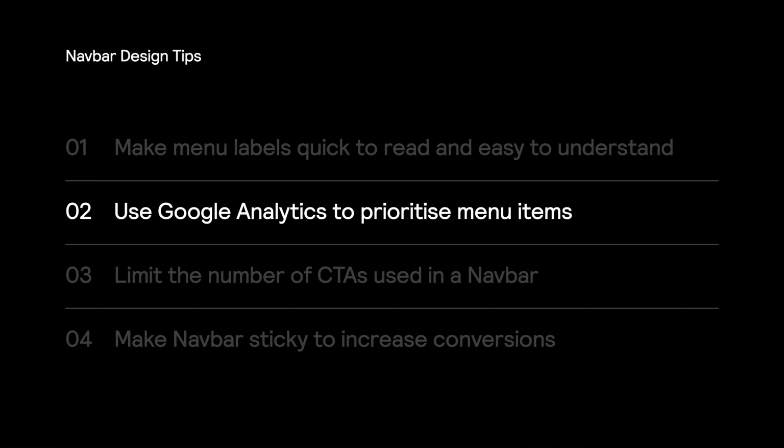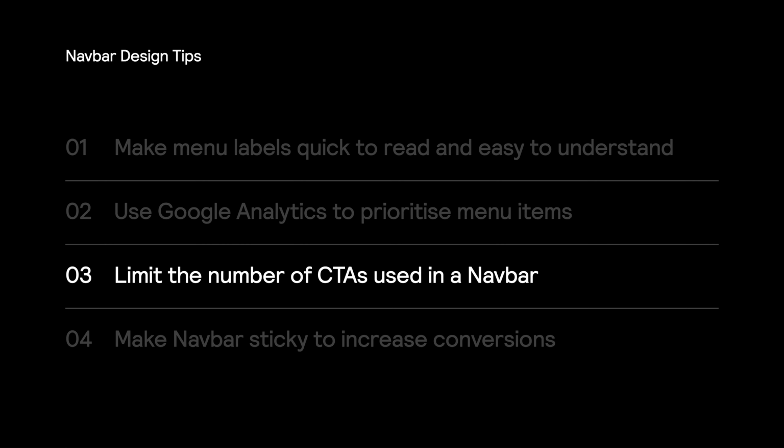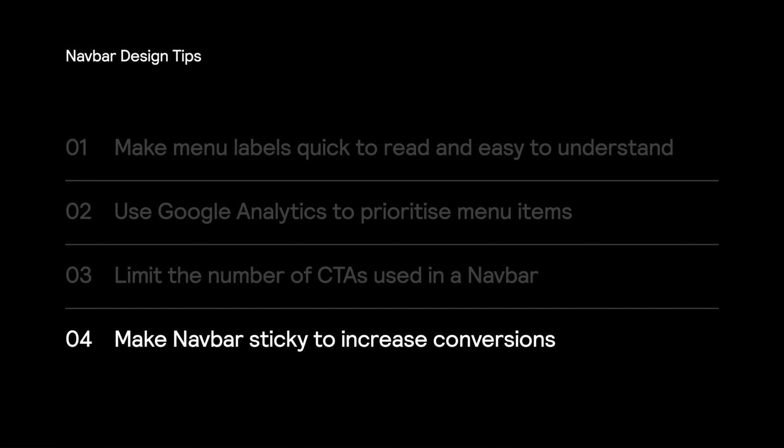People read from left to right, so maybe you want to have it on the left, or inside of a mega menu, you might want to have it at the top. So using Google Analytics is the second tip. And tip number 3 is to limit the number of CTAs used in a navbar. You want to basically limit the amount of options people have. If you just have one CTA, make that call to action super clear. Guarantee you it will increase conversions. And then the last tip is, if the goal of the web page is to drive sales, keep that CTA button sticky and accessible at all times. Make sure that it's fixed and it's always visible on screen.